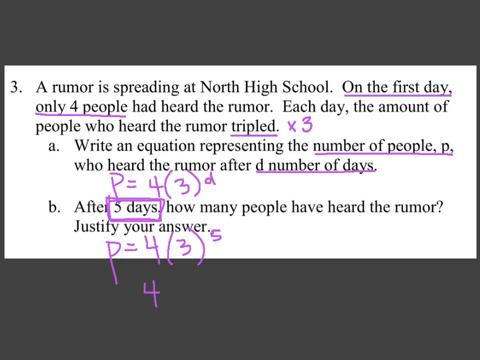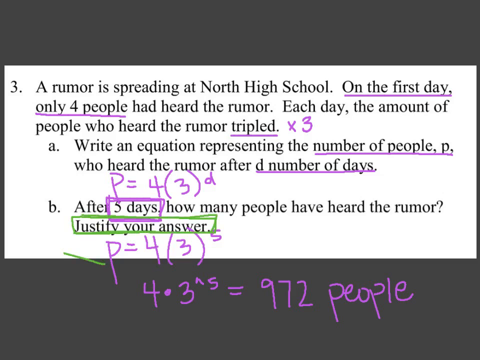If I type in 4 times 3, use my caret button, 5, my calculator will tell me that 972 people have already heard the rumor at North High School after just 5 days. Now, part B does ask me to justify my answer, and in this case, the justification of my answer is that I showed my math work. So I've done everything that this question has asked me to do.